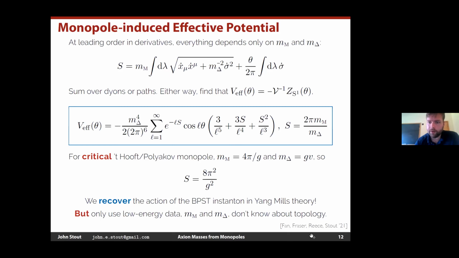We didn't need to know about any UV topology of the gauge theory. It only uses low energy data about these monopoles. And it could be that the theory that we have does not have some non-trivial topology. It's just a new contribution to the effective potential that people haven't found before.